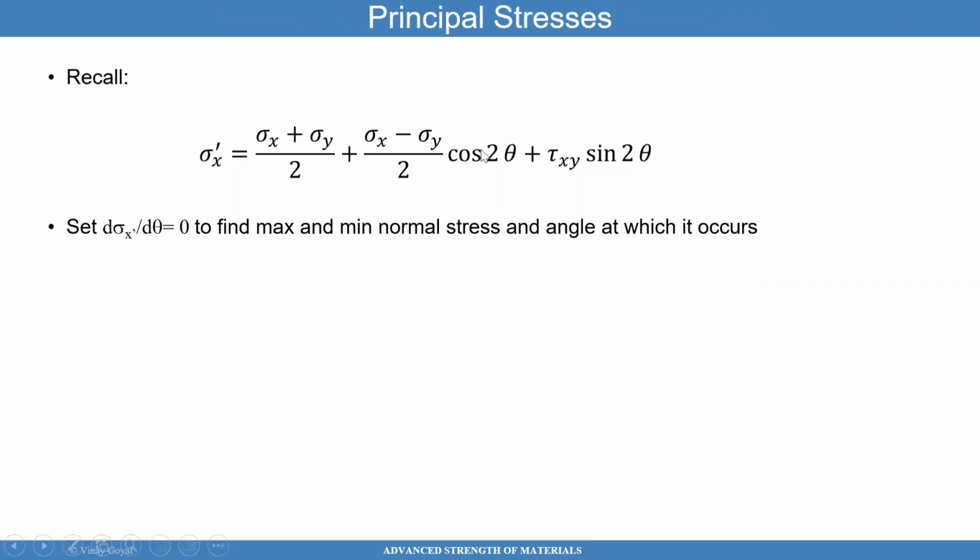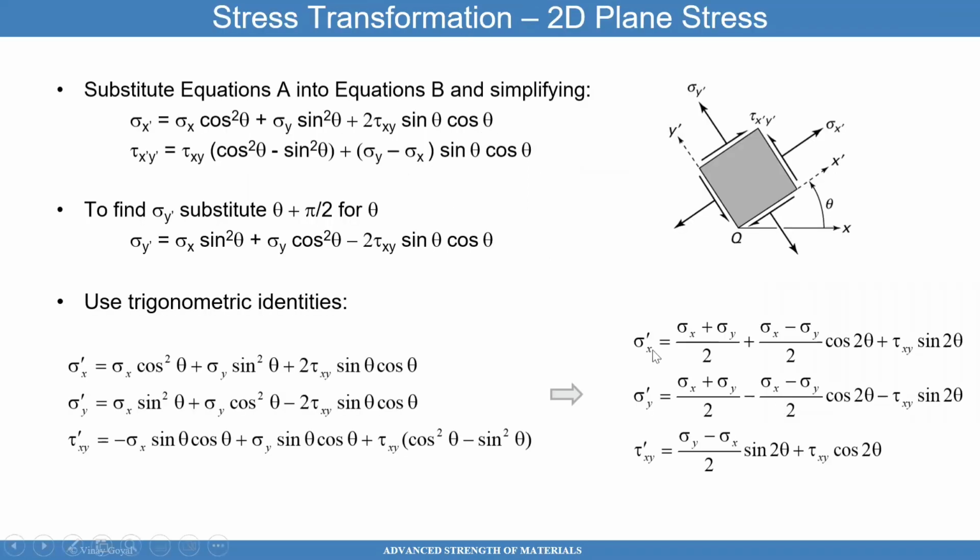Recall that this is what we had from this page here. We can find the sigma x prime at a slanted surface that's normal to the surface. And recall that if the shear stress in that particular inclined plane is 0 and you only have normal stresses, that becomes a principal stress. Recall that.